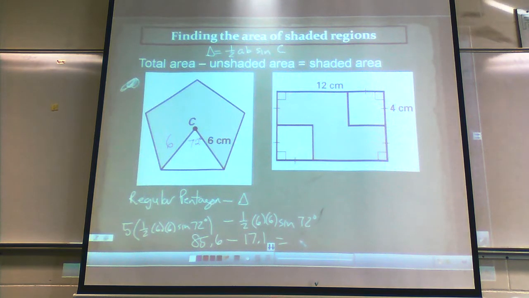Wouldn't that be like 68? Okay, calculate. It's 68.495. Yes. All right, so that'd be the answer for this one. I think it is. Okay, about the one on the right.